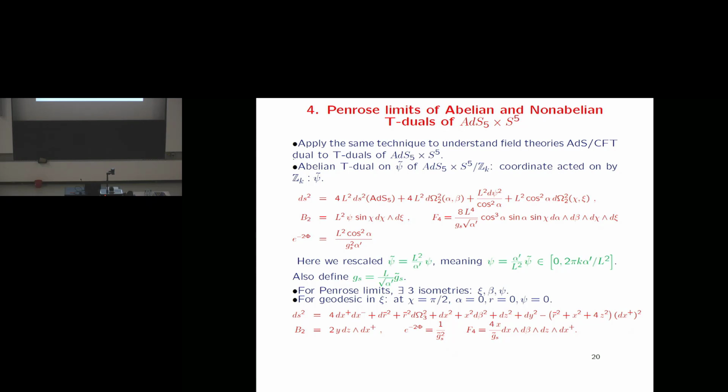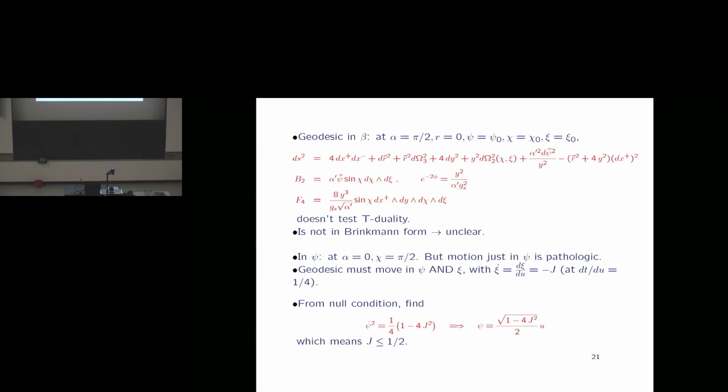Now I move on to the second case that I want to consider, the abelian and non-abelian T-duals of AdS5 x S5. In the abelian case, we make a T-duality on one of the S5 coordinates. We get this background, and in it we have, again, three isometry directions. We can consider Penrose limits in each of them separately. The first one, we get this PP wave. In the second one, we get something that doesn't look like a Brinkmann form PP wave, so we're still not sure exactly what that means. We have some ideas, but not very well defined.